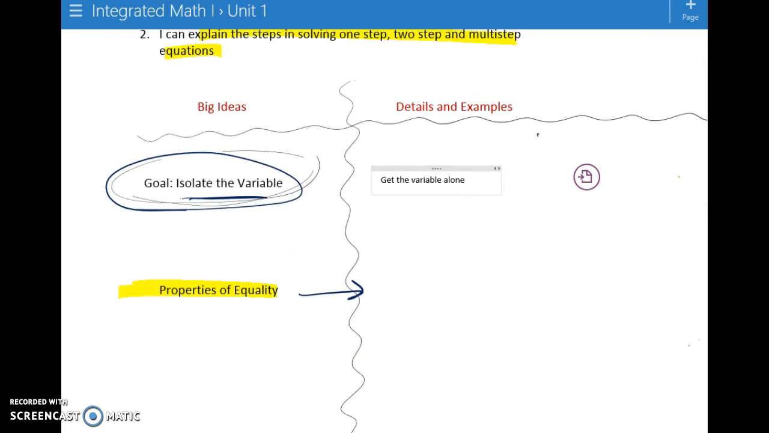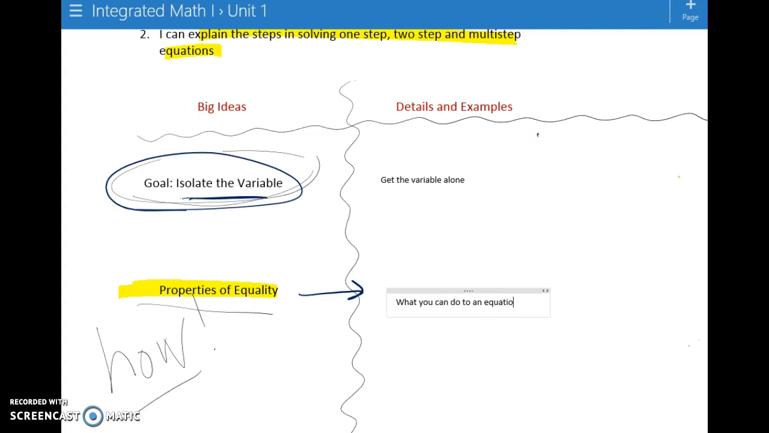Okay, so we'll jump into some examples, but before that, we have our next big idea, which is the properties of equality. This is how you get the variable alone. So let's define a property of equality. A property of equality is what you can do to an equation to keep the equation true.